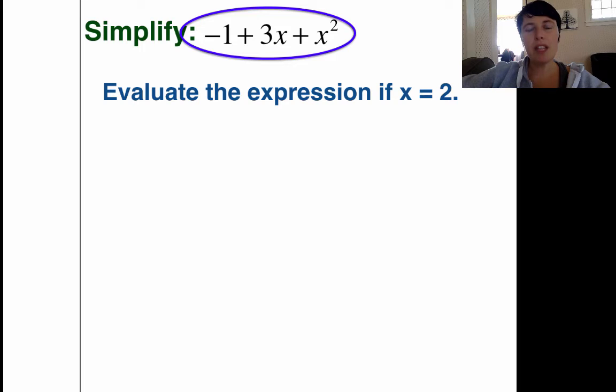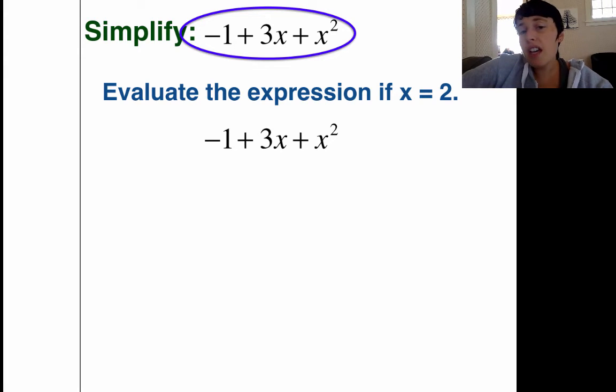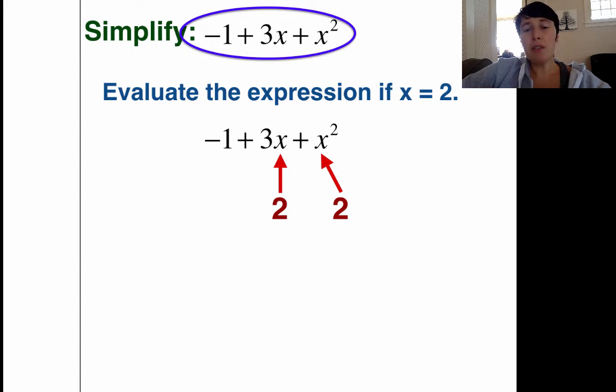Suppose someone told you what the answer was. They said, hey, I know what x is. X is equal to 2. Can you evaluate this? Here's what that means to do. We take the problem, negative 1 plus 3x plus x squared, and now that we know that x is equal to 2, we're going to replace x with 2's because we know what it is. So instead of negative 1 plus 3x, it's negative 1 plus 3 times 2 plus 2 squared.